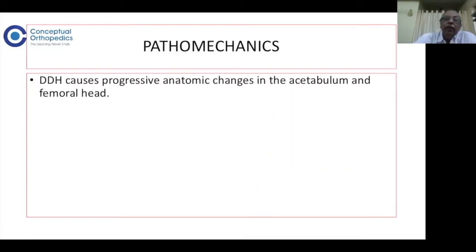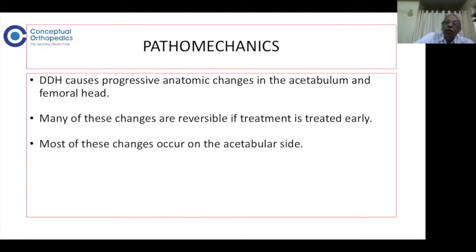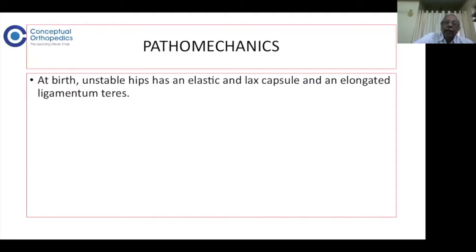Now, what about the pathomechanics? DDH causes progressive anatomical changes in the acetabulum and the femoral head. Many of these changes are reversible if the treatment is started early. Most of these changes occur on the acetabular side. Changes in the femur are due to the constant pressure of the femoral head against the acetabulum and due to increased anteversion. At birth, the unstable hips have an elastic and lax capsule and an elongated ligamentum teres.